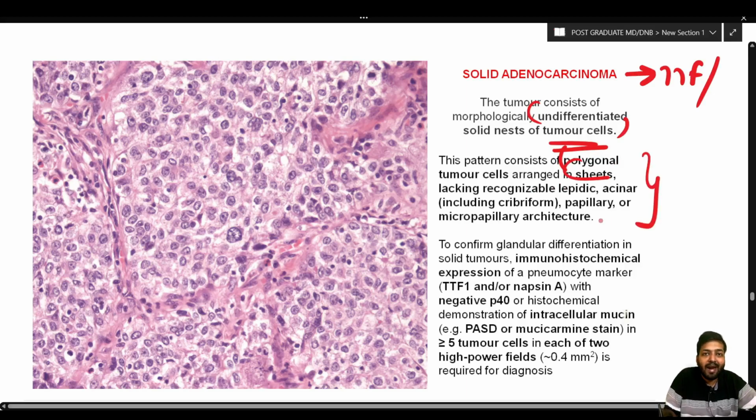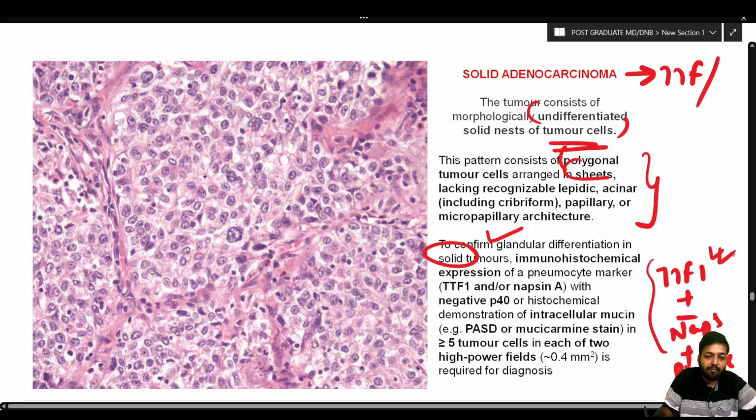Over here you might confuse them with a poorly differentiated squamous cell carcinoma also. So in that particular situation you have to carry out IHC. To confirm the glandular differentiation in the solid variety of adenocarcinoma, you have to carry out TTF1 plus minus napsin, and P40 should be negative. Either of these two should be positive, especially TTF1 should be positive or napsin should be positive, and P40 should be negative.